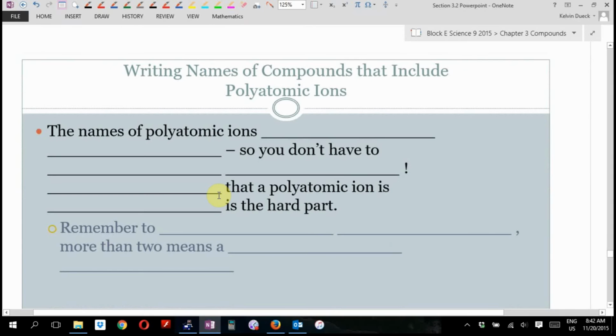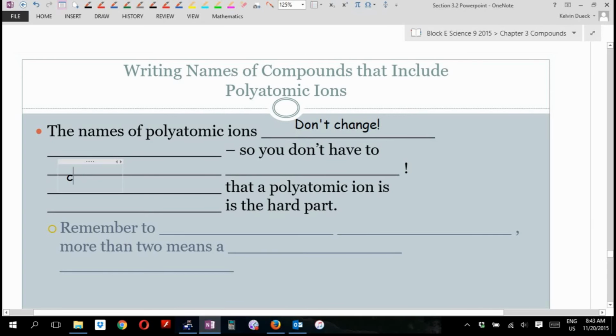So, let's put it all together. Writing the names of compounds that include polyatomic ions. Again, first of all, the names of polyatomic ions, you have to get it in here. So you don't have to change their endings. Some of them might have an "ide" ending. No, actually none of them will have an "ide" ending, because if they had an "ide" ending, they'd be an element. You'll see a lot of them have "ite" or "ate" endings. But most, you don't have to change their endings. You just rewrite it. Okay?